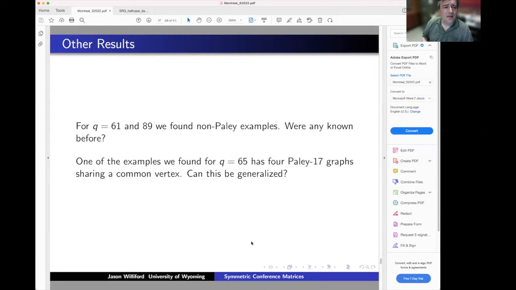So now another thing that was kind of interesting is one of the examples from the different group, not the Gritsenko group, but the other one that worked. For Q equals 65, it has a very strange structure: it's 4 Paley 17 graphs that are all touching at a vertex. And then the cyclic group of order 8 is preserving all of them simultaneously. And then there are just these new connections between them, filling out the whole graph. Can that sort of thing be generalized?